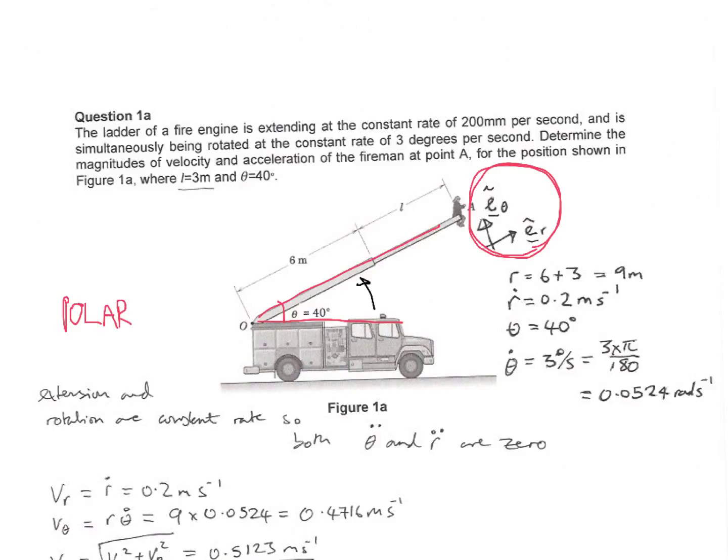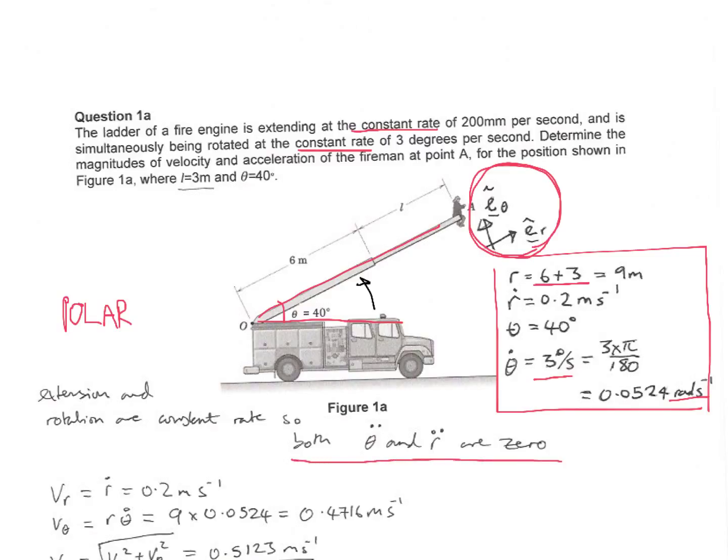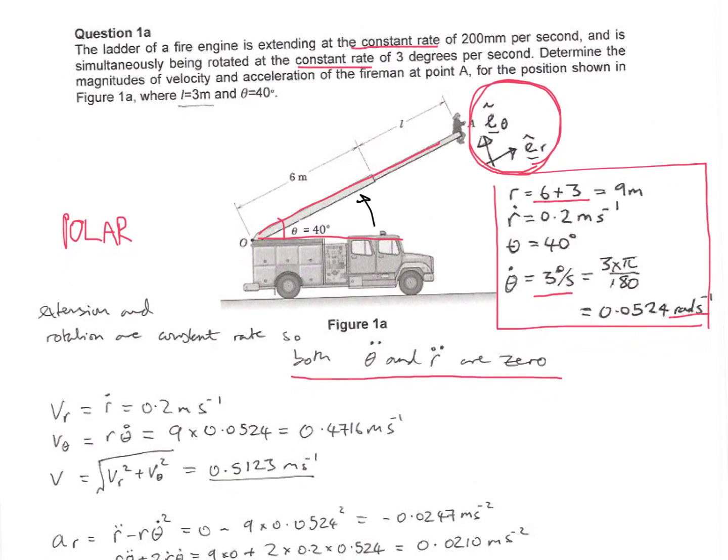The next thing to do is to summarize the information that you've been given, and that's what's included here. So you have to read between the lines and work out that the total radius is 6 plus 3. You have to convert degrees per second to radians per second. And then you're expected to make a statement interpreting the question: since it's being extended at a constant rate and rotated at a constant rate, you know that both theta double dot and r double dot are 0. You need to make a statement to that effect. If you just put that they were 0, you would have lost a mark.